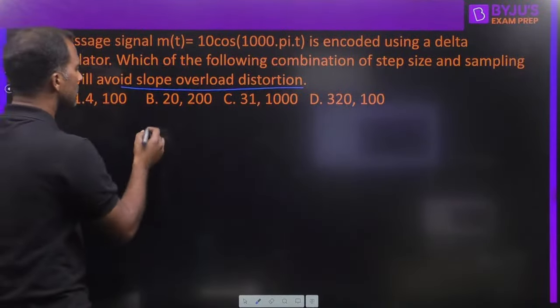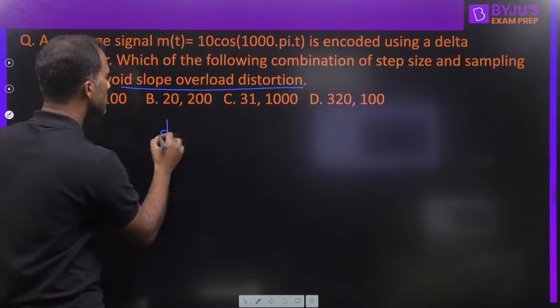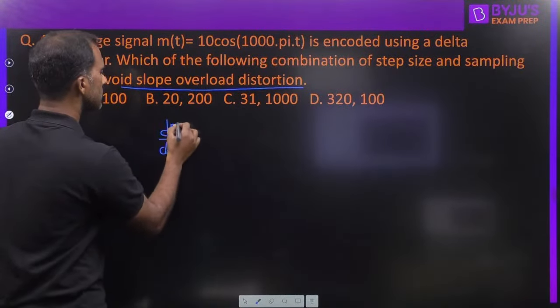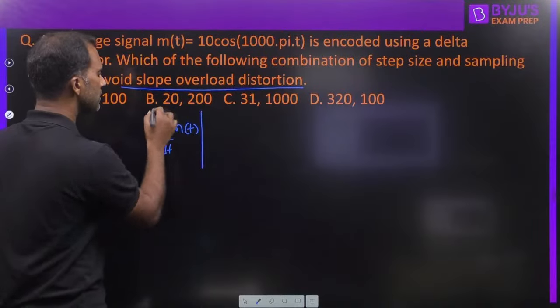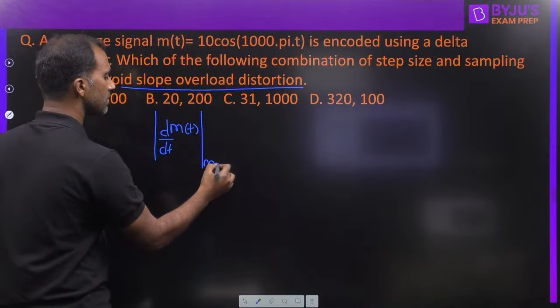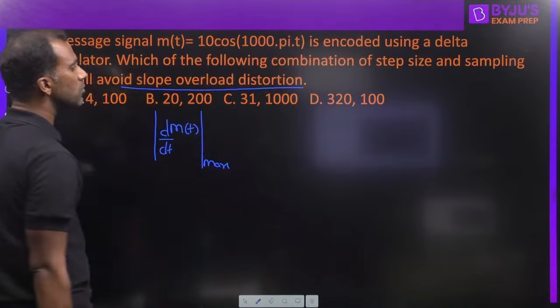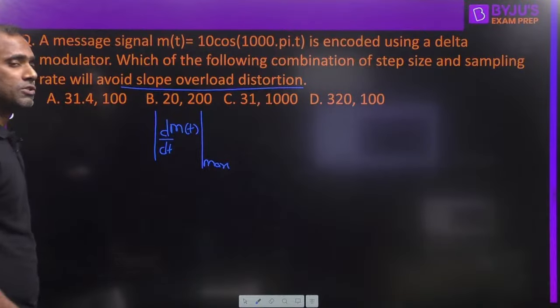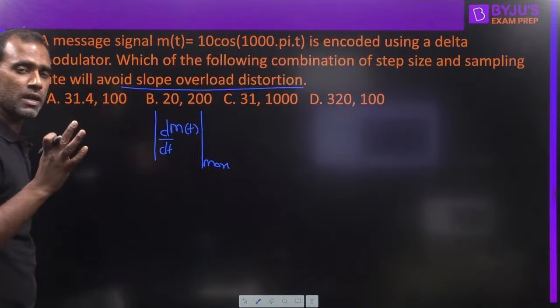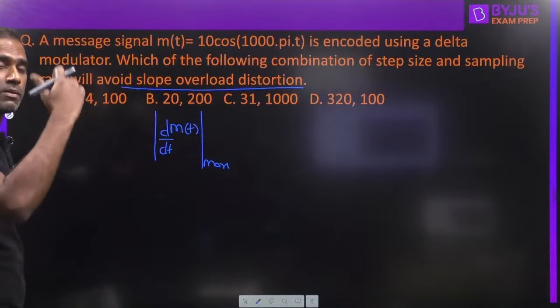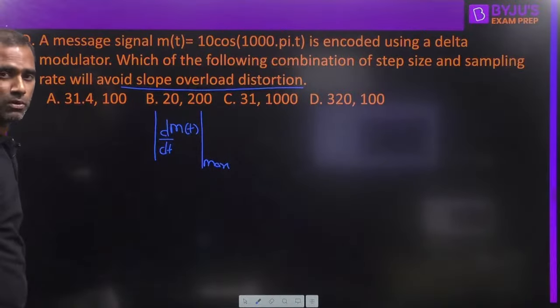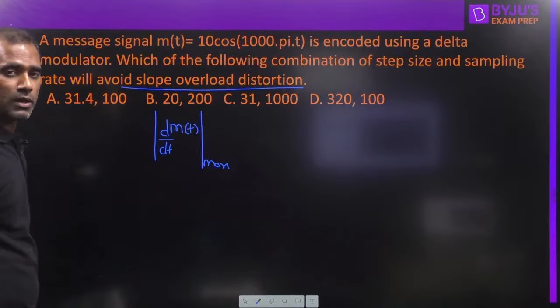So they are asking about that only. So what is the condition for no slope overload distortion? The condition is: differentiation of the signal will give you the slope, and the magnitude of it. Maximum magnitude is what we are interested in, because we are talking about only slope overload distortion. Slope overload distortion happens when the message slope is maximum. When the message slope dominates, that is when we have slope overload distortion. Dominates who? Dominates the staircase that we get in the delta modulator.